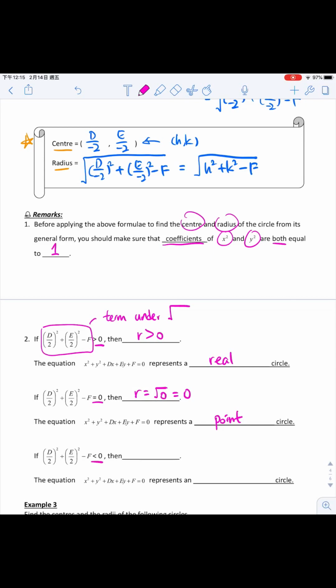And for the third case, when the term under the radical sign is negative, then we have r equals the square root of a negative number, which is an imaginary number. And for this case, the equations of circle represent what we call an imaginary circle. That means although we have the equations of circle in the general form, we cannot draw the circle on the coordinate plane.